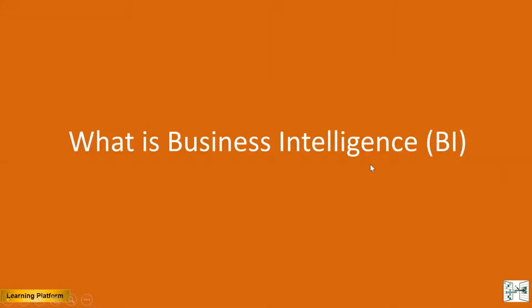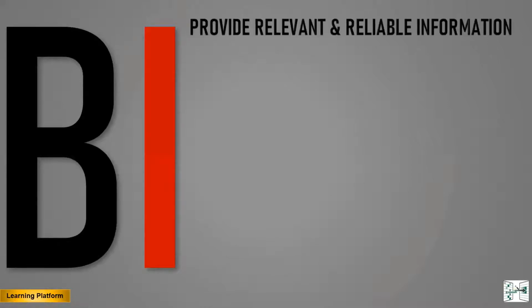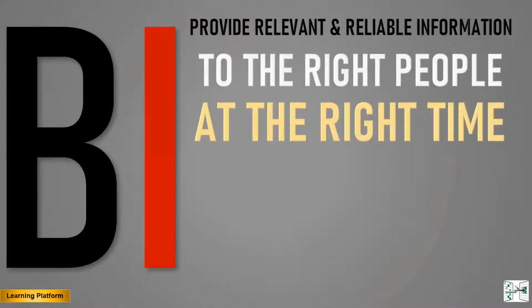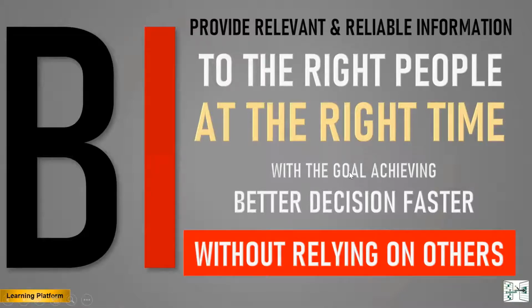Okay, so let's discuss business intelligence. Business intelligence, we sometimes call it BI. BI basically provides relevant and reliable information to the right people at the right time, with the goal of achieving better and faster decisions. The only thing here is we have all been doing these things since long. Nothing is new for us. We are providing relevant information. We are providing reliable information. We are sending reports to the right people at the right time. But the only thing missing is doing it without relying on others. This is very critical here.